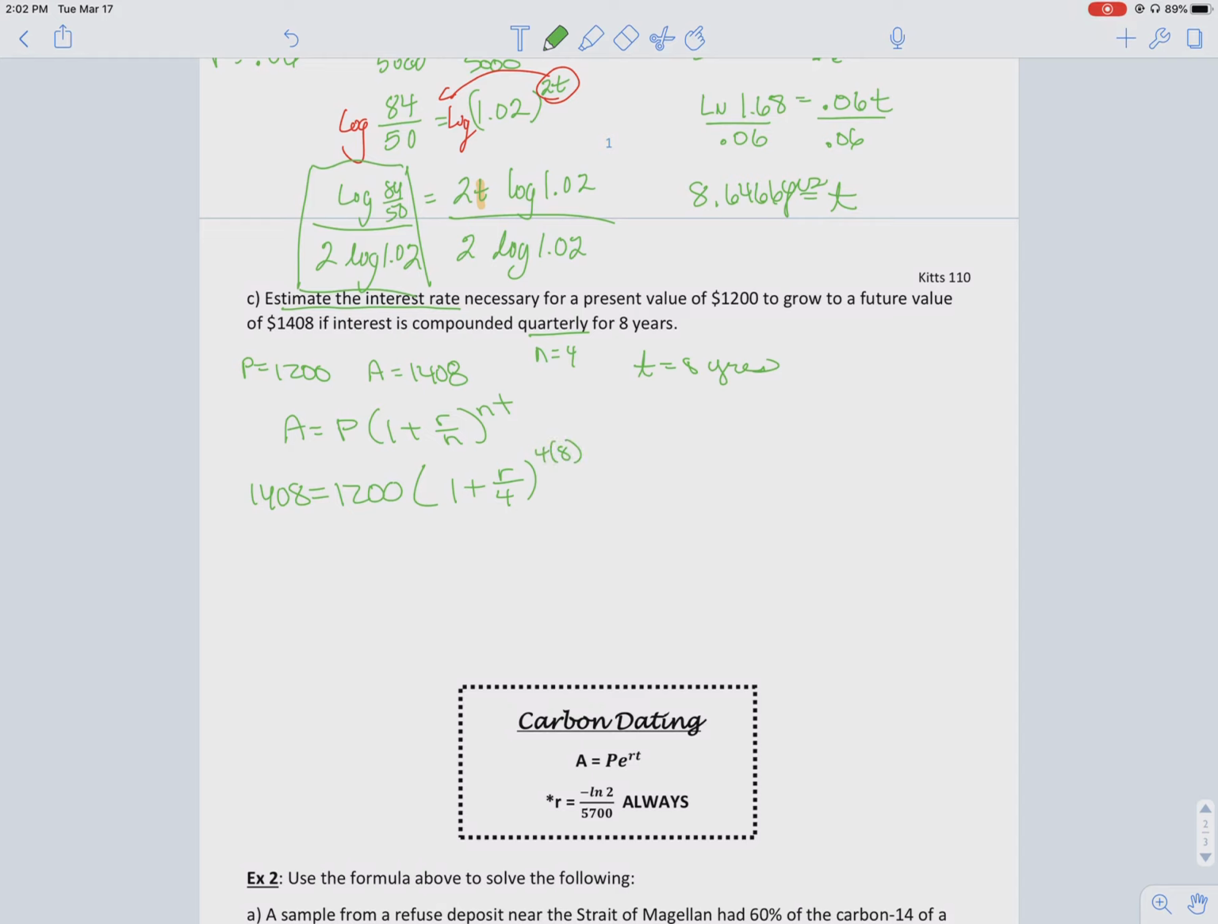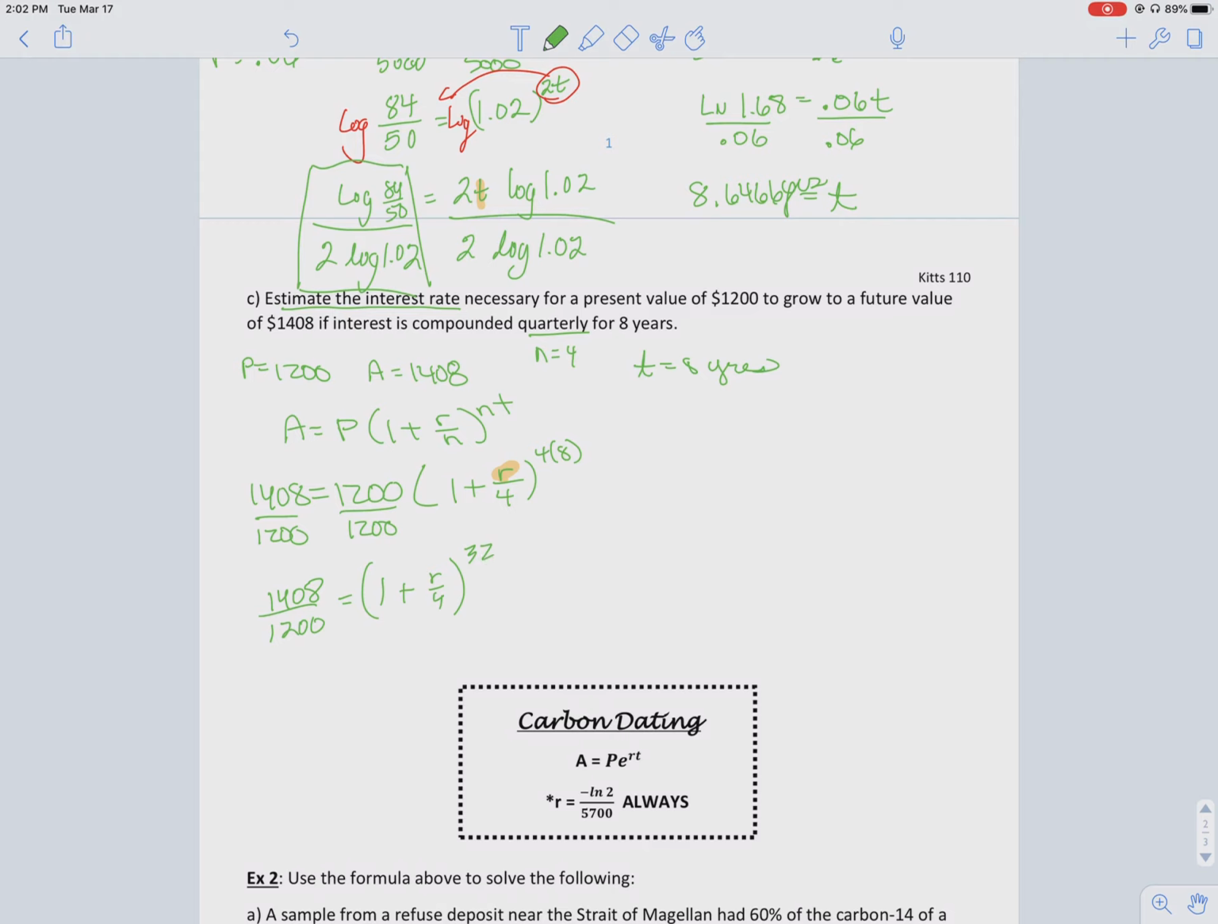Okay, so we've got to get R by itself. So notice R is inside. Okay, here's my R. So I need to get to it eventually. So first thing I can do is get rid of this 1200, right? So I'm going to divide by 1200. I'm going to leave that. Sometimes when you actually work it out, it messes it up, I have found. So I have 1 plus R over 4 raised to the 32nd power.